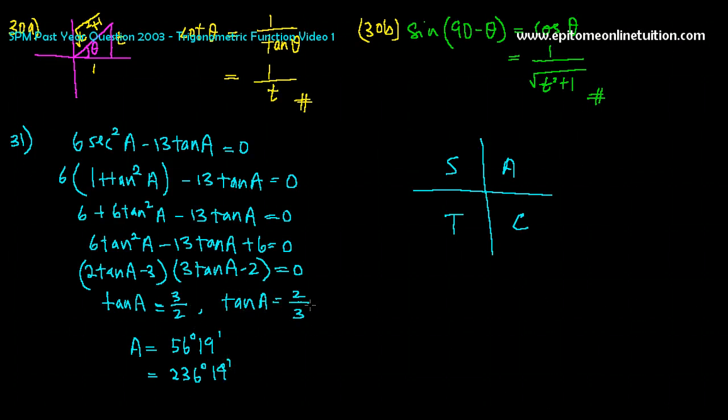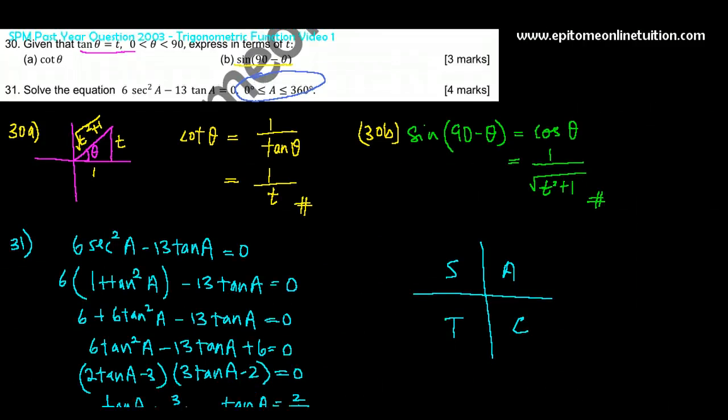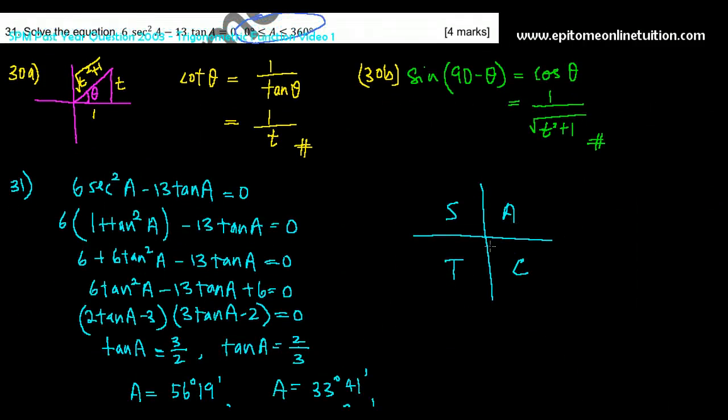So you have another one, tangent A is 2 over 3, so shift it and you get 33 degree 41 minutes. Again, it is positive in the third quadrant, so add 180, so 213 degree and 41 minutes. Okay, that's it. You have 4 answers. Please remember that, because in the question it says to find in between 0 and 360 degrees, so you have to find all the possible answers in all the 4 quadrants.